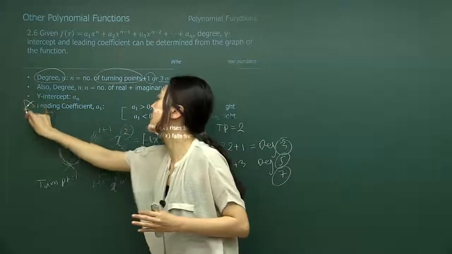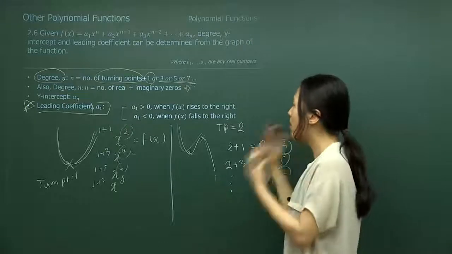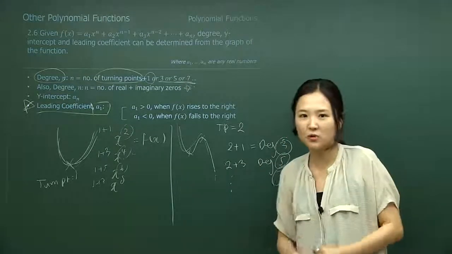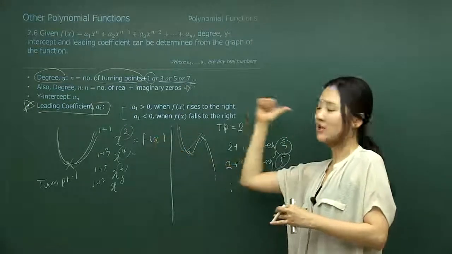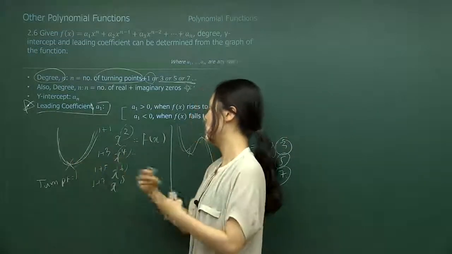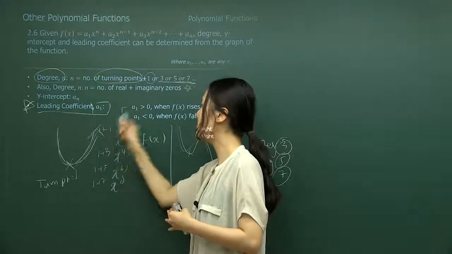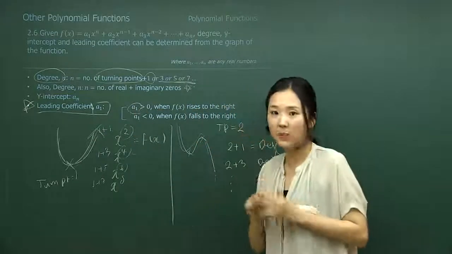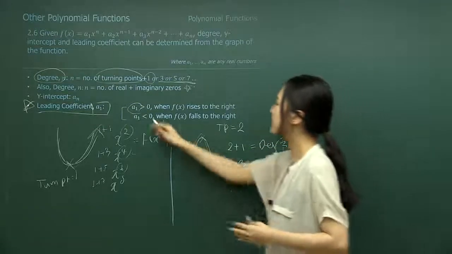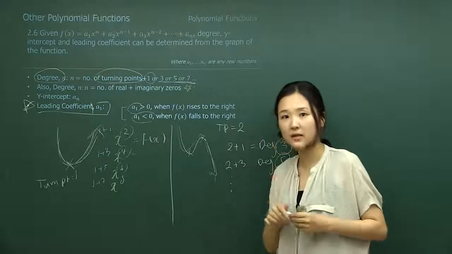Also, this leading coefficient, most importantly, tells you whether your function should rise or fall as x gets really, really large. So as it goes to the right, your function will have to rise if your coefficient is positive. If your function is falling, it means that your coefficient was negative.